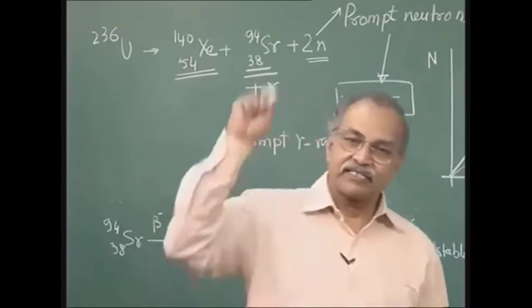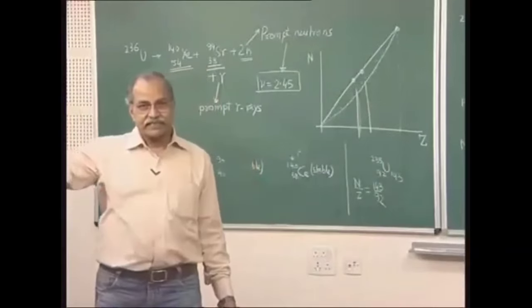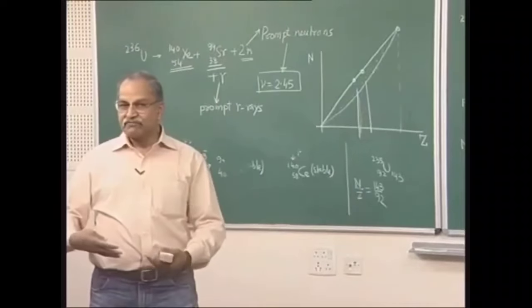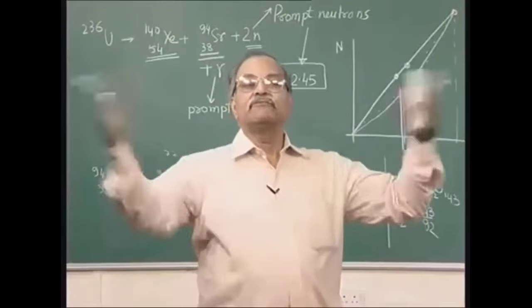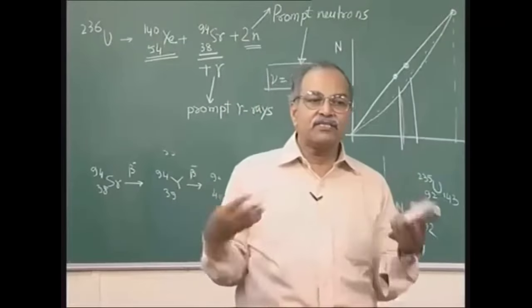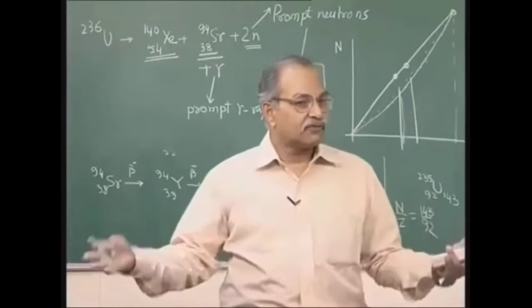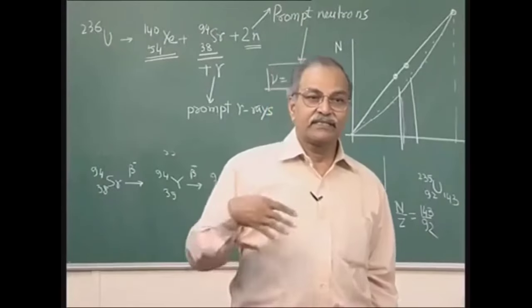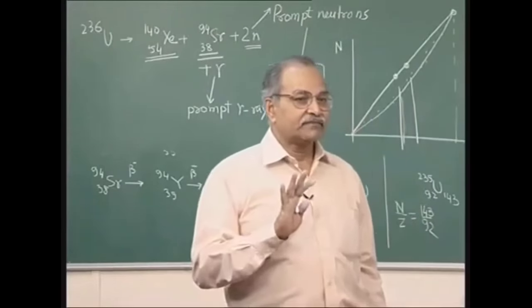Immediately after is at the time scale of 10 power minus 16 seconds. So, that is prompt. The fission fragments are created, the fission fragments are neutron rich, they just give off a neutron, prompt neutron. The fission fragments are at high energy, so they give off some gamma photons and try to lower their energy. So, that is prompt gamma rays, and this energy is prompt gamma energy.